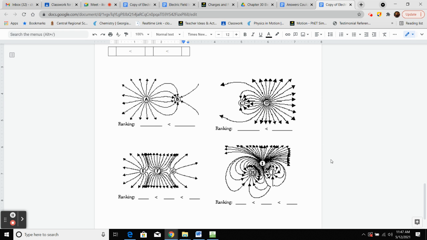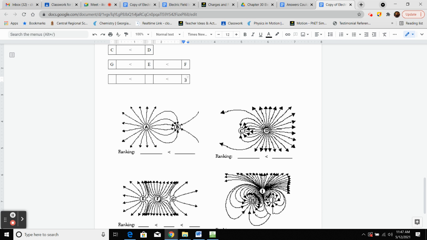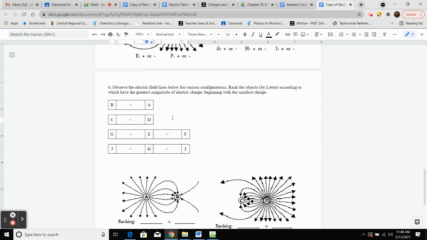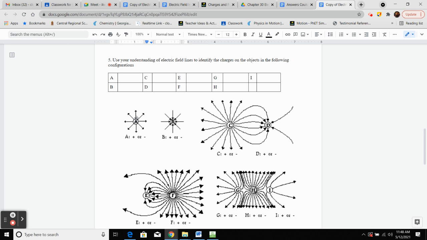Look at I. Look at the amount of lines coming out of that one. So that one is definitely the strongest. And now it's between H and J. Which is weaker there? J is the weak one. So J is going to be the weakest, then H, and then I. You guys understand how that goes, right? The more dense it is, the stronger it is. And the closer to the field lines your test charge is, the stronger it is as well. And lines never cross. They come out of positive and go into negative.